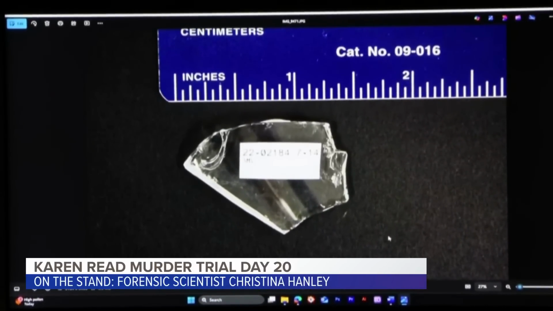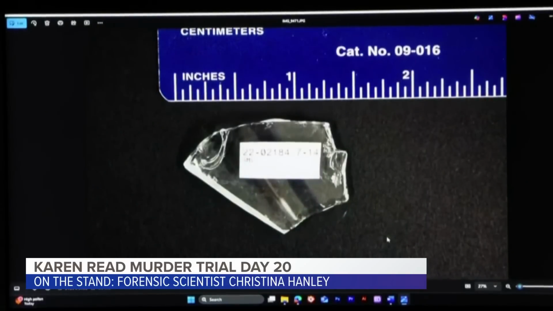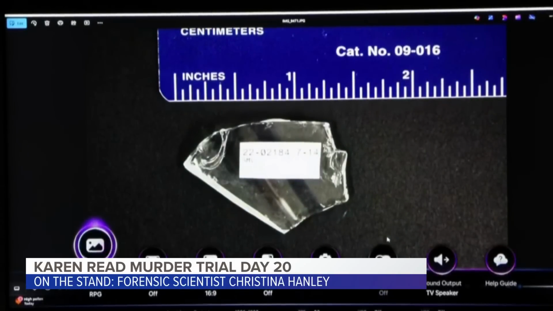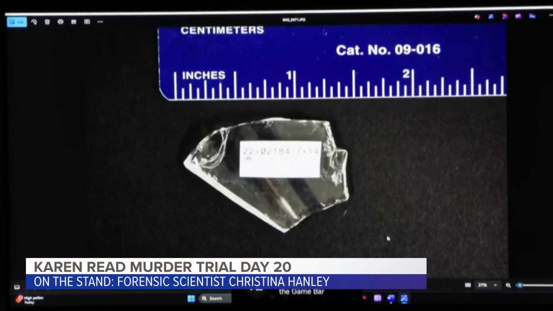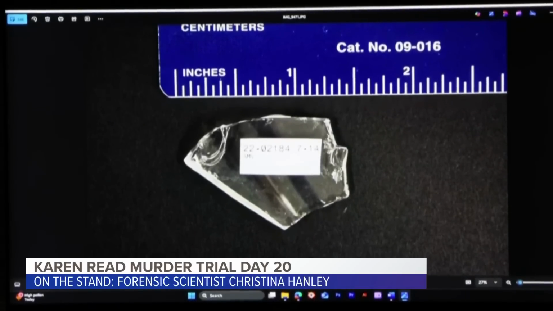And again, the two screens don't match. Thank you. Thank you, Your Honor. Ms. Hanley, again, if you could just describe for the jury what is depicted in the photograph up on the screen. This is the photo that I took of item 7-14. Thank you. Ms. Gilman, you can take that down.